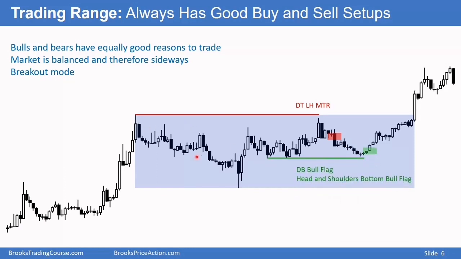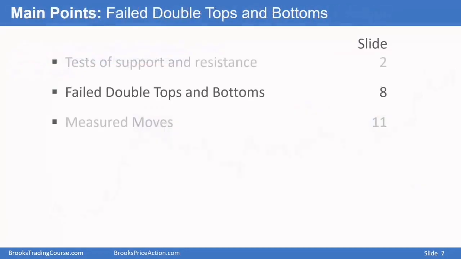For the bulls, they see this as a bull flag with a strong reversal up. They'll buy above this bar, or they'll wait for this wedge bull flag, buy above here, or they'll buy above this double bottom bull flag. You can also call it a head and shoulders bottom, left shoulder, head, and then right shoulder, where the right shoulder is a double bottom. Every pattern, no matter how good, fails some of the time, and that includes double tops and double bottoms.